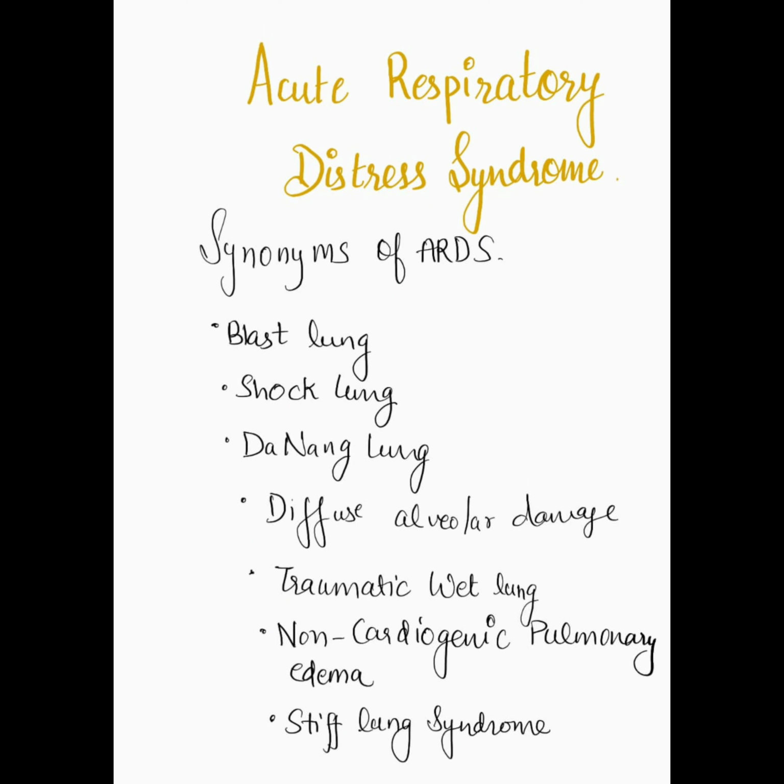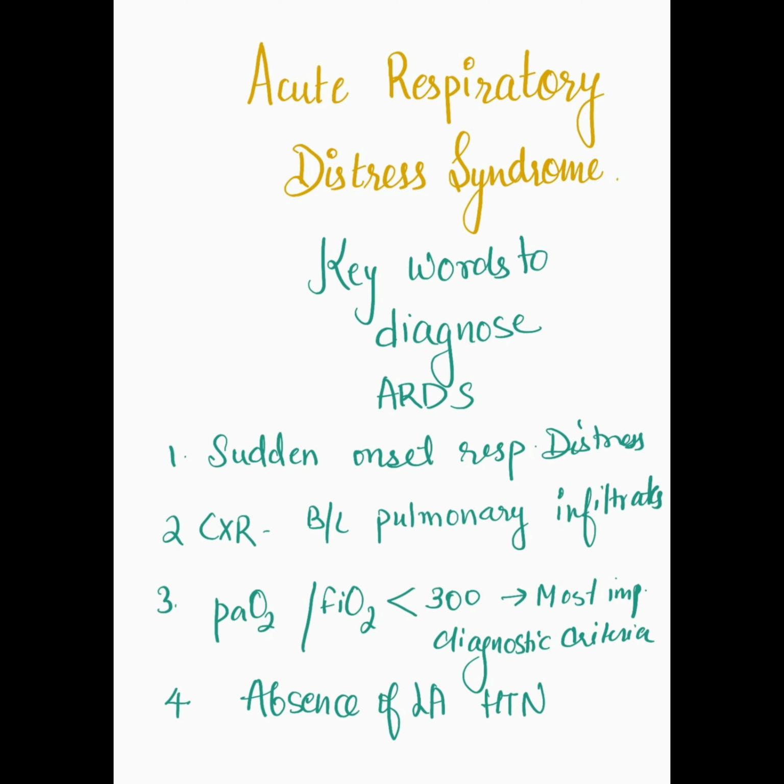Then what are the synonyms of ARDS? It is also called blast lung, shock lung, Da Nang lung, diffuse alveolar damage, traumatic wet lung, non-cardiogenic pulmonary edema, or stiff lung syndrome. So the keywords to diagnose ARDS are sudden onset respiratory distress, chest X-ray with bilateral pulmonary infiltrate, PaO2 to FiO2 less than 300, which is the most important diagnostic criterion, and absence of left atrial hypertension.